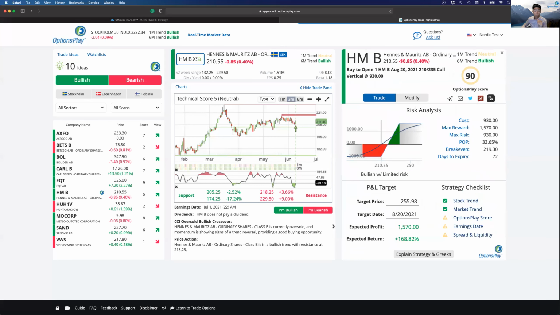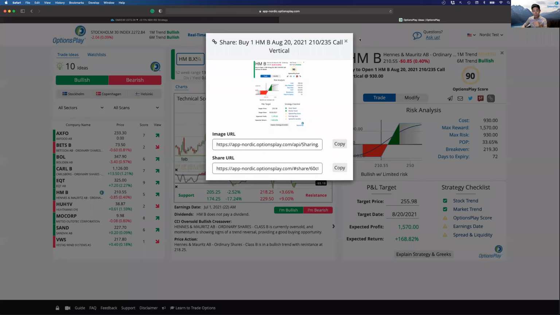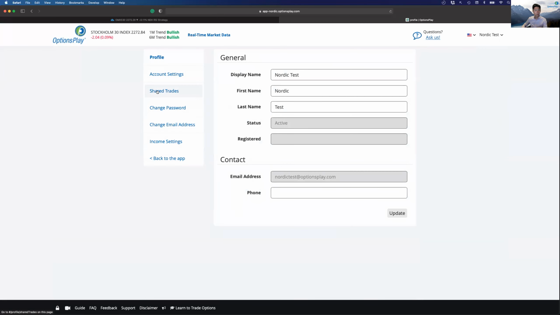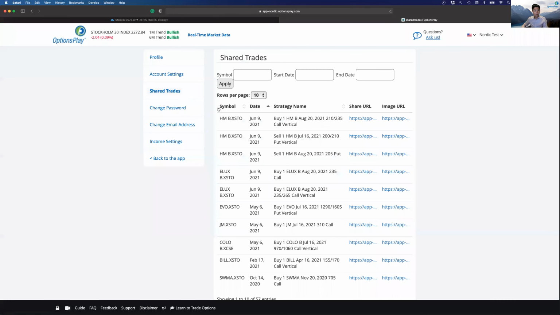Once you save these 3 trades, you can always go back at any time, go to your profile, and as you can see now, under my shared trade section, I now have 3 H&M trades. I have the short put, I have the short put vertical, and I have the long call vertical. These 3 trades I can at any one time click on and be able to see these trades in action. I can do it for as many trades as I want.